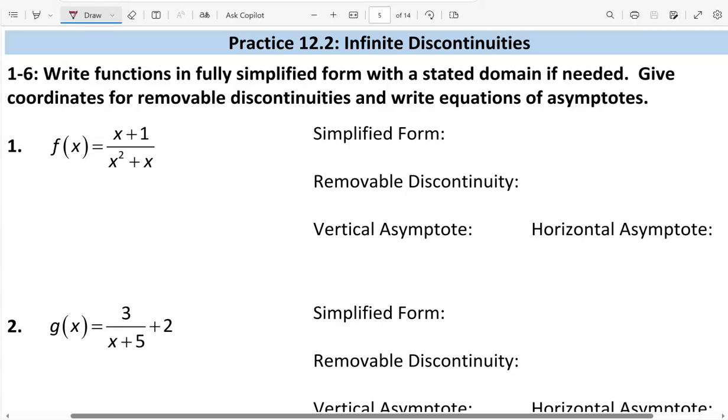This is a video walkthrough for practice 12.2 on infinite discontinuities. In 1 through 6, we're asked to write the functions in fully simplified form with a stated domain if needed, and then coordinates for the removable discontinuities and write the equations for the asymptotes.